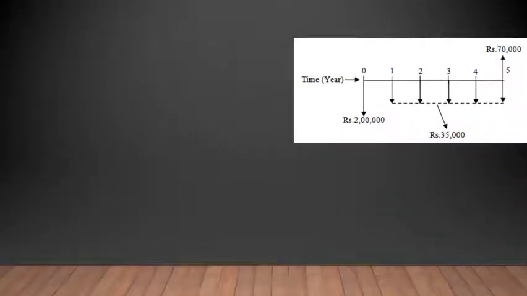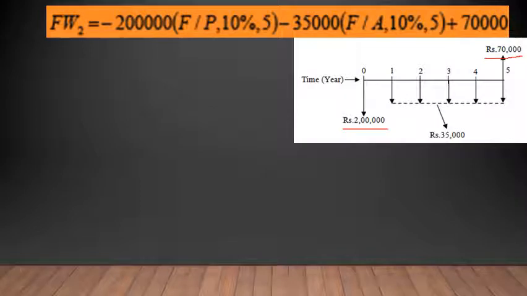Now let us consider the alternative 2. The initial cost of 2 lakh rupees indicates that t is equal to 0. Annual maintenance and operating cost of rupees 35,000. It is A, since it is cost below the horizontal line for 5 years. And then the salvage value of rupees 70,000. It is a positive cash flow which will appear at N is equal to 5, t is equal to 5.